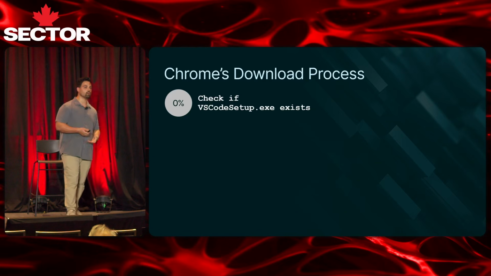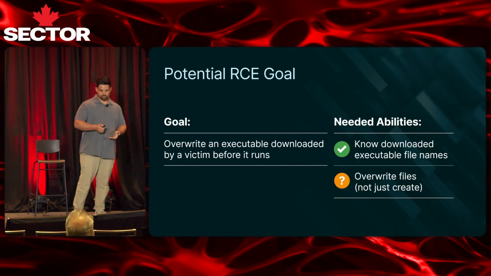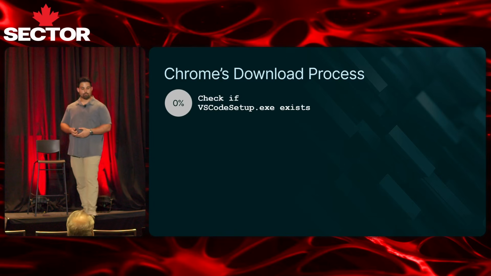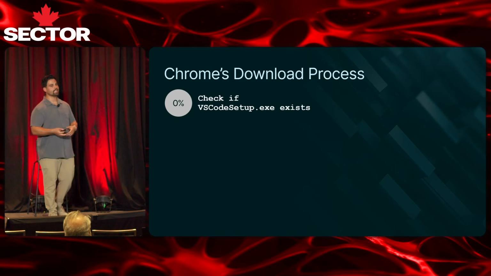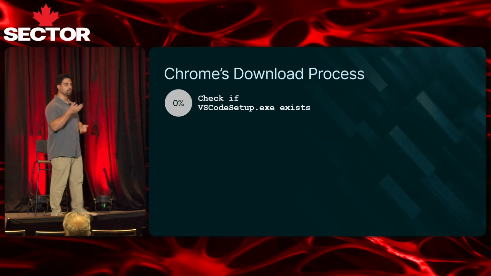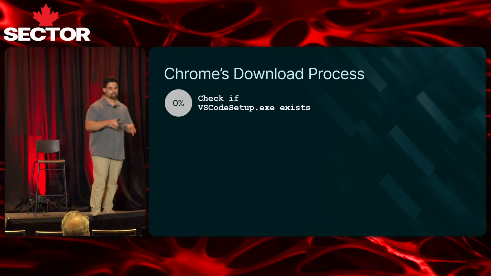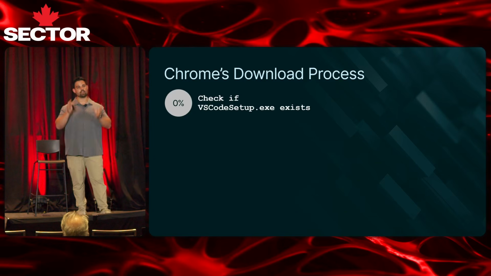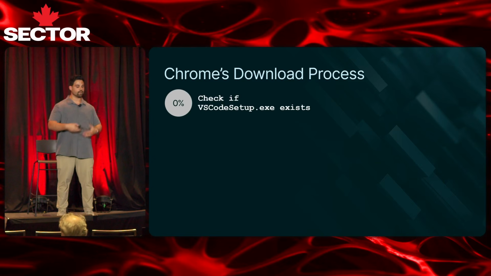So according to our investigation, Chrome starts its download by checking if the file name that it wants to download already exists in the downloads folder. Then if it exists, it decides that the final name for the download will be suffixed with numbers surrounded by parentheses. And now the final name for the download has been decided.